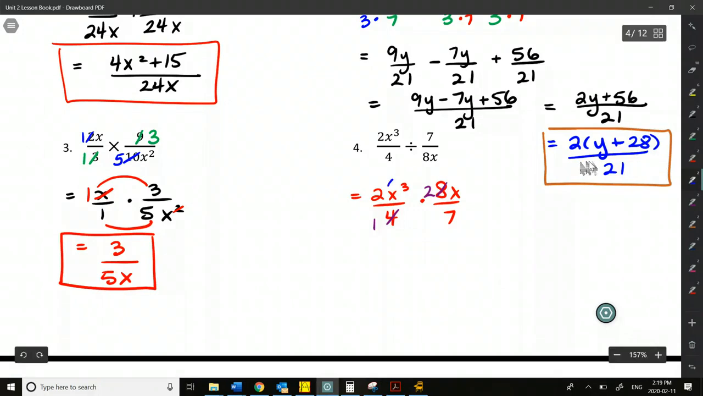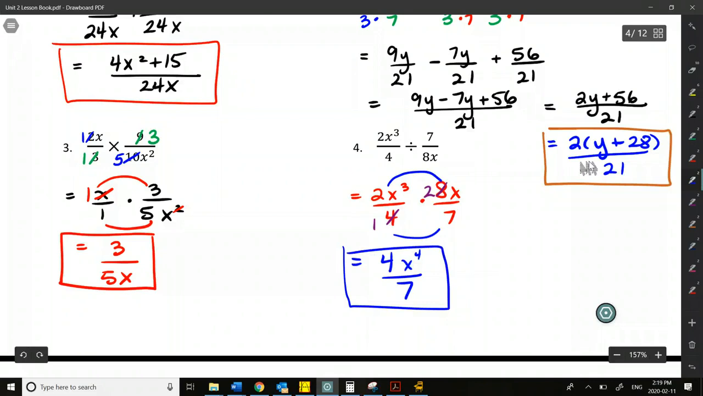So we will multiply the tops together. 2 times 2 is 4. I have 3 x's and I'm multiplying it by another x. How many x's do I have on top? 4, that's good. And then 1 times 7. So we'll get over 7. And again, notice we get a fraction in fully simplified form by doing this cross-canceling step first.